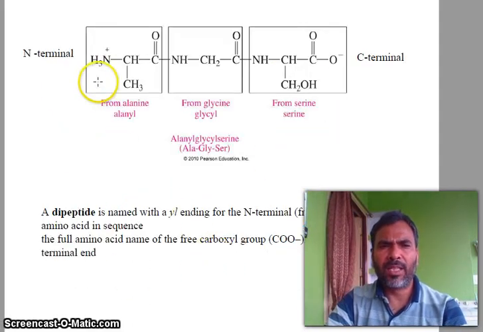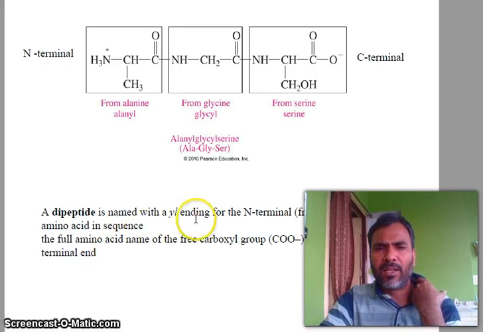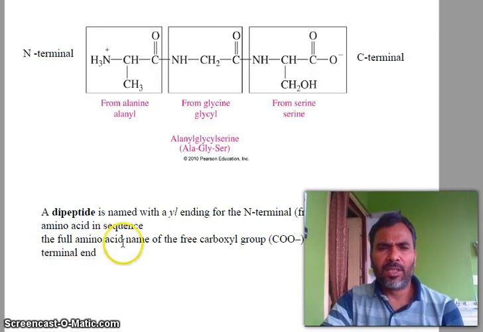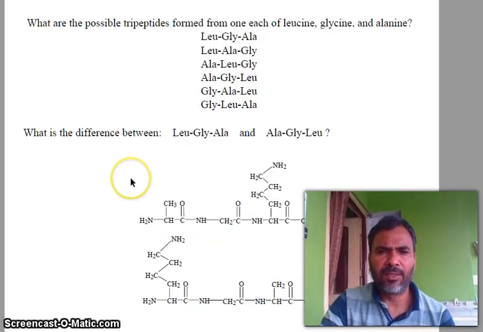So N terminal this and C terminal from alanine, from glycine and from serine. A dipeptide is named with the name ending with the N terminal amino acid in sequence. The full amino acid name ends with the carboxyl group COO at the C terminal end.